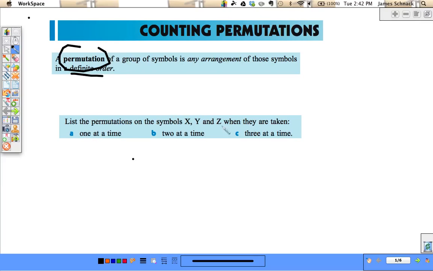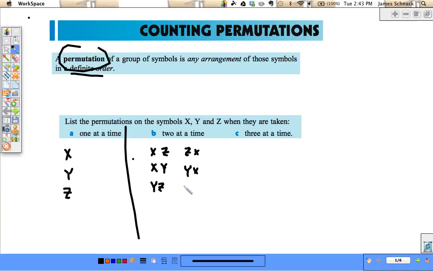So list the permutations of x, y, and z when they're taken one at a time. Well, we could list x, we could list y, or we could list z. There's three ways to do that. How about two at a time? Well, we could take xz, or xy, or yz, or zx, yx, or zy. These are all different orders. So when we have these three objects and we take two of them at a time and put them in order, there are 6 ways.